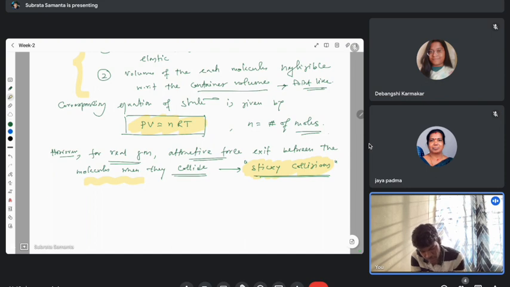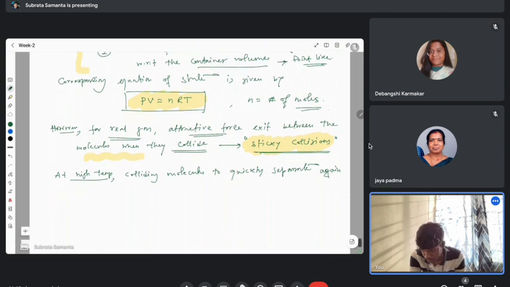We are considering two situations: what happens at high temperature and at low temperature. At high temperature, colliding molecules quickly separate again. And at low temperature, the attractive force allows the colliding molecules to stick together.